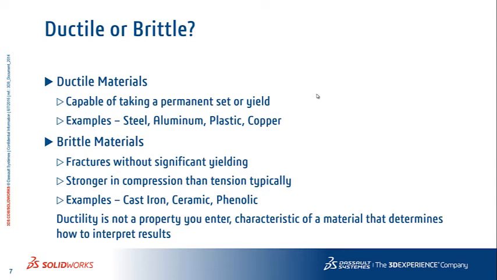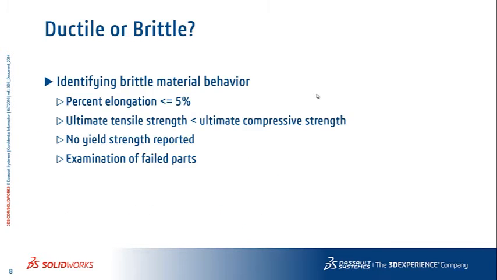Now, ductility is not really a property that you enter. You don't go into material properties and say, I'm going to turn ductility on. It's really a characteristic of the material, right? Depending on the stress-strain curve, how it behaves post yield, between yielding and ultimate failure, that defines whether a material is behaving brittly or ductilely.